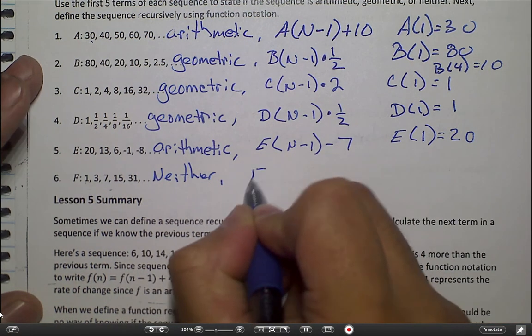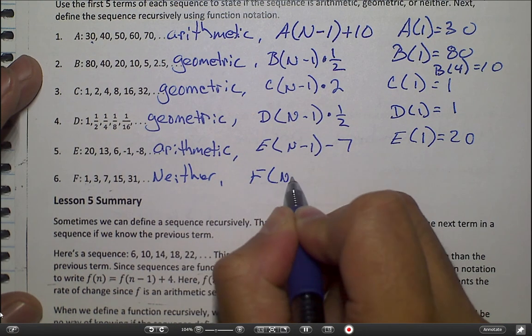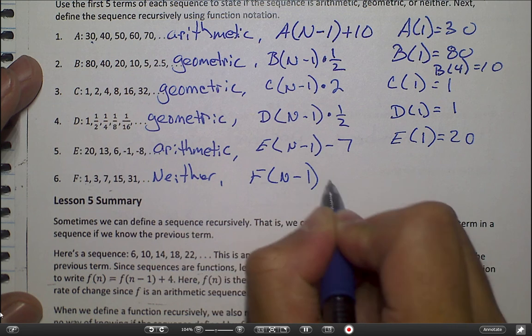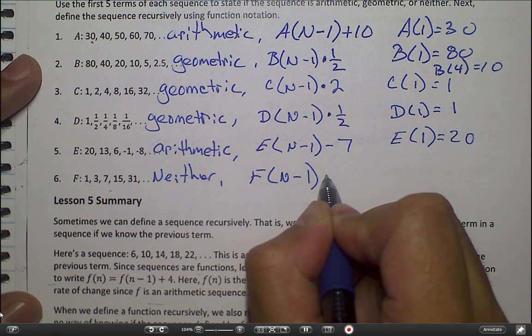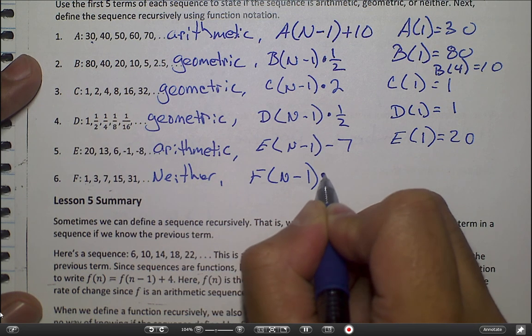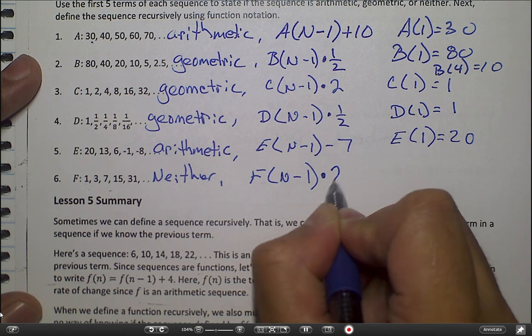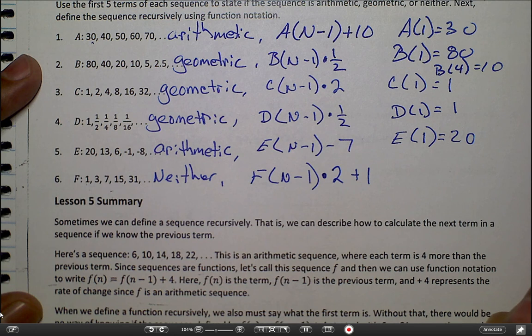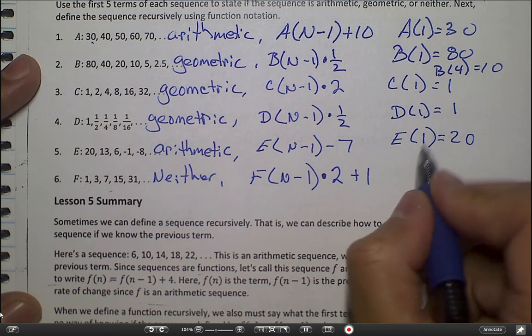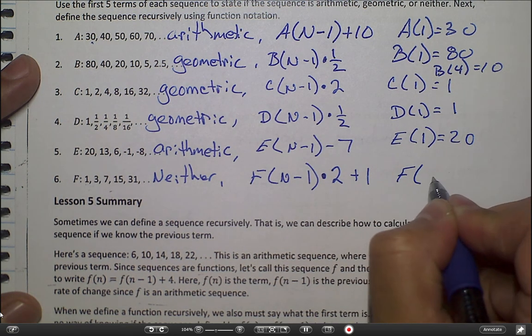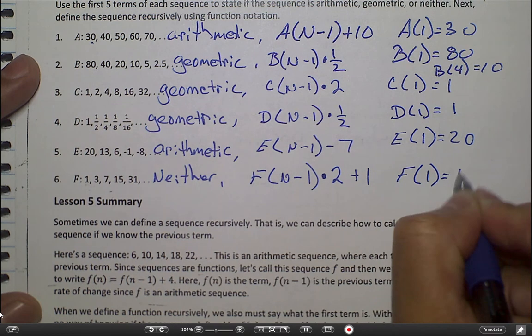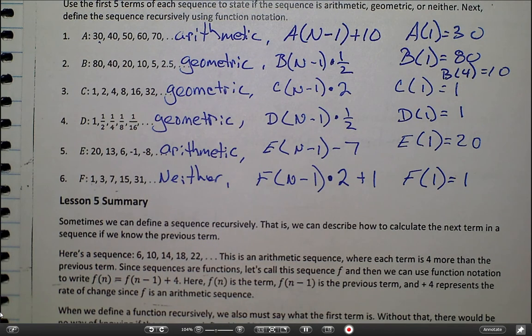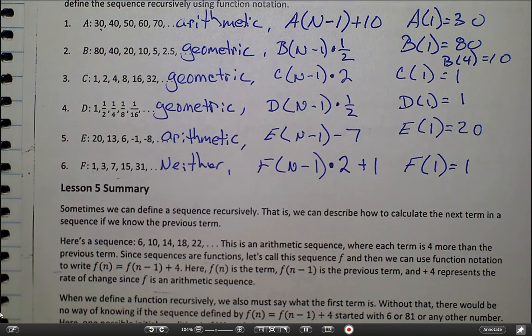So I would say f of n minus 1. What am I going to put? Times 2 plus 1. Yeah, it's plus 1. And then I have my initial, which is f of 1 is equal to 1. There we go. Super easy, right? All right. Okay, so now the bottom of the page is the lesson summary.